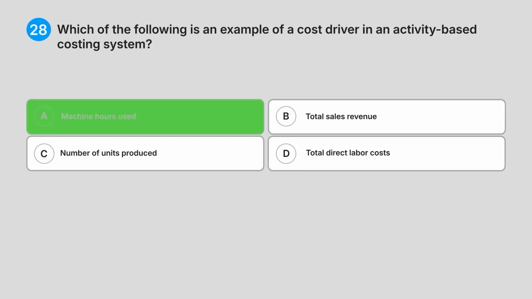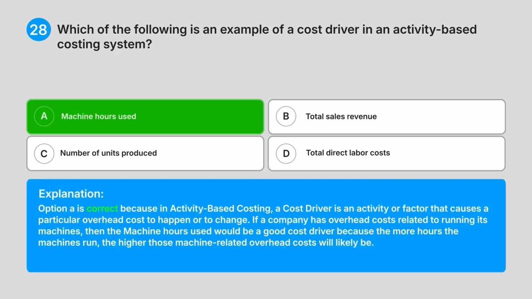Correct answer, A. Machine hours used. Explanation. Option A is correct because in activity-based costing, a cost driver is an activity or factor that causes a particular overhead cost to happen or to change. If a company has overhead costs related to running its machines, then the machine hours used would be a good cost driver because the more hours the machines run, the higher those machine-related overhead costs will likely be.